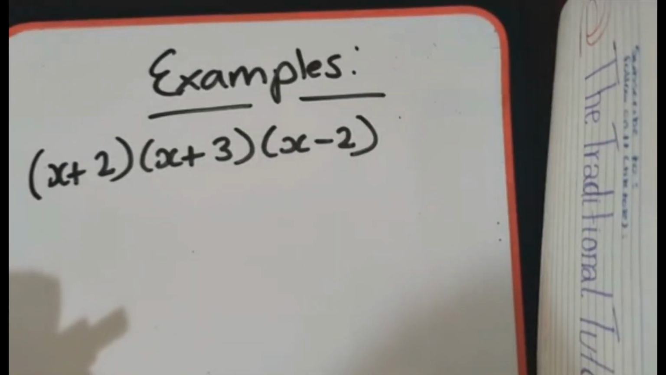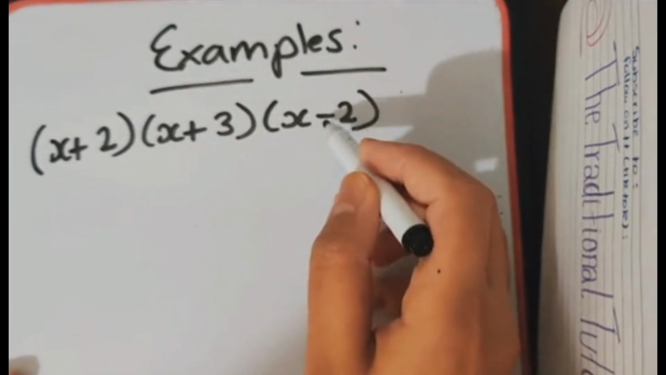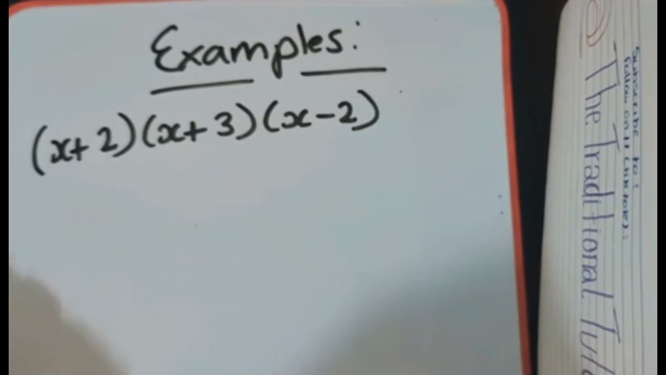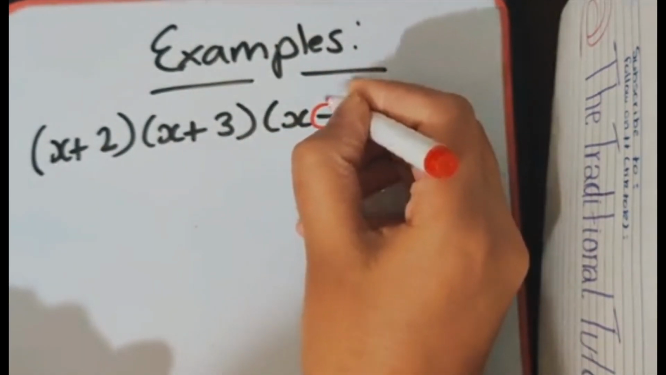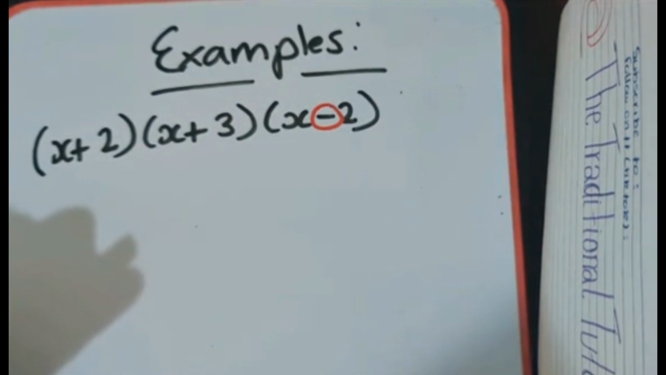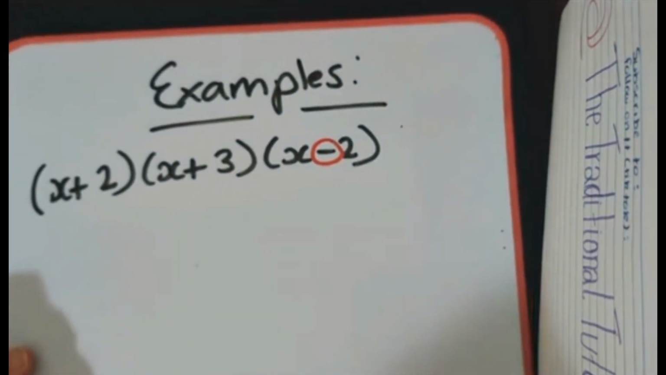So in this next example, you can see something slightly different, and that is the negative sign here, and it just means that the difficulty level is rising ever so slightly, because you've got to remember your negative number rules, otherwise the method is exactly the same.